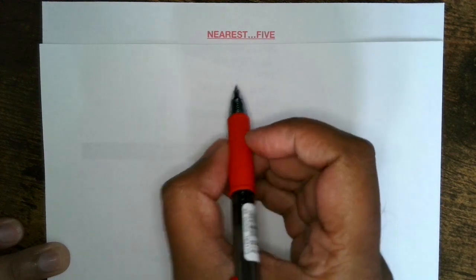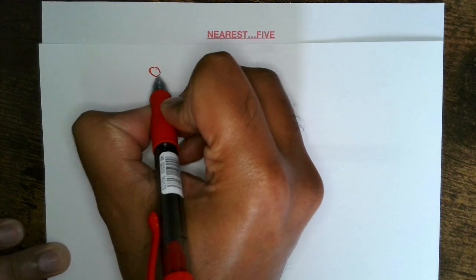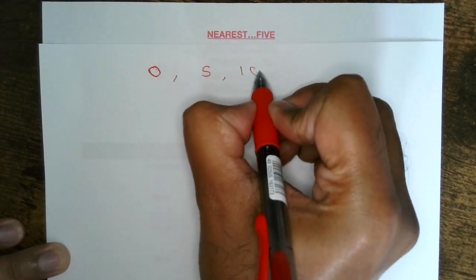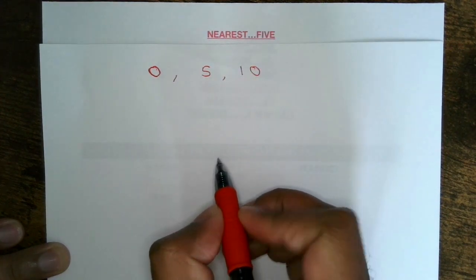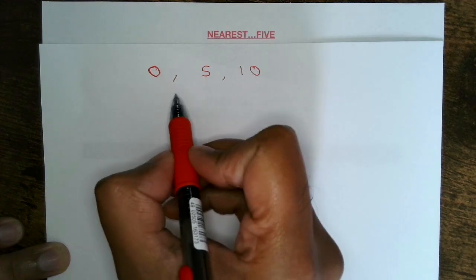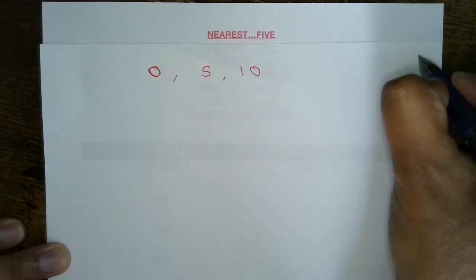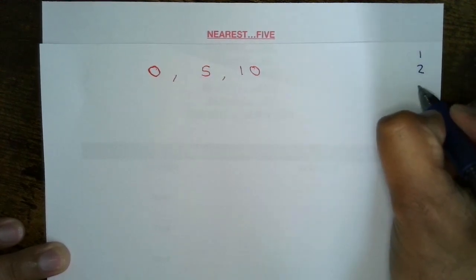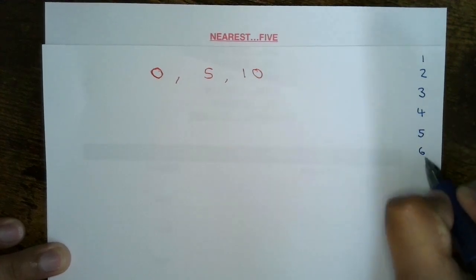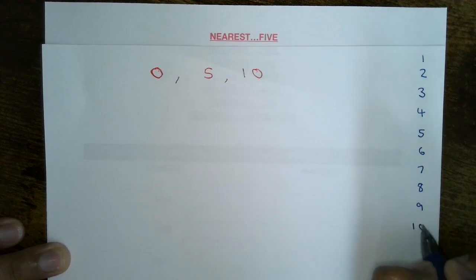So the first thing I want you to understand is when you're rounding to the nearest 5, your options are going to be 0, 5, or 10. Okay, so that's the first thing I want you to understand. We'll start off simple with our number line over here. So let's say you've got the numbers 1 right through to 10. 1, 2, 3, 4, 5, 6, 7, 8, 9, and you've got 10.